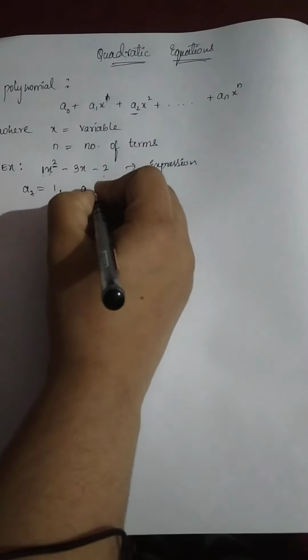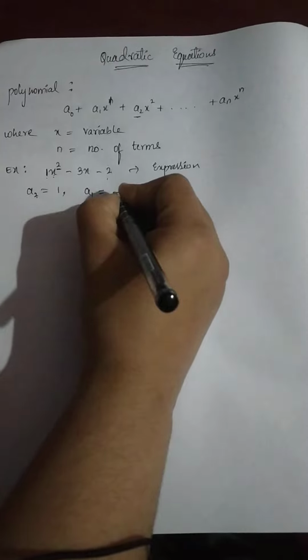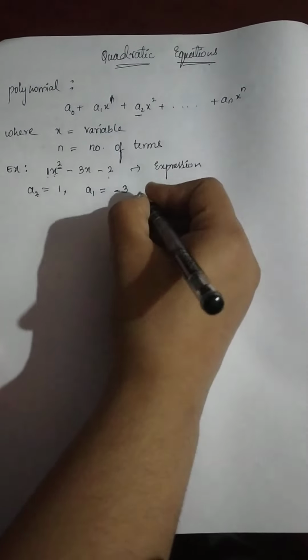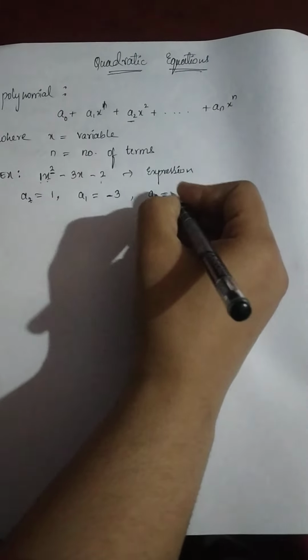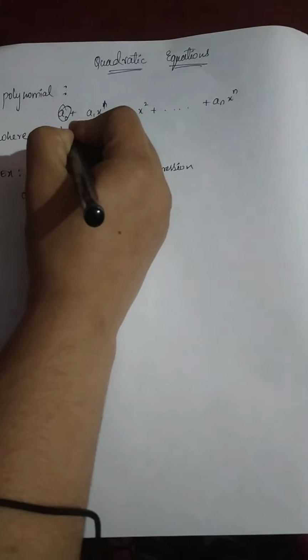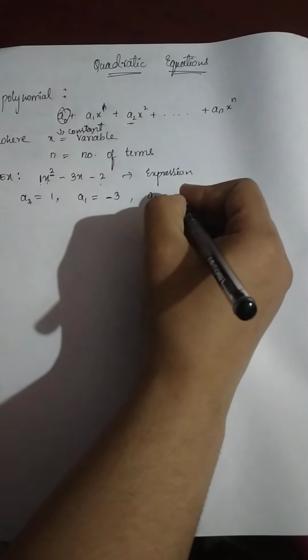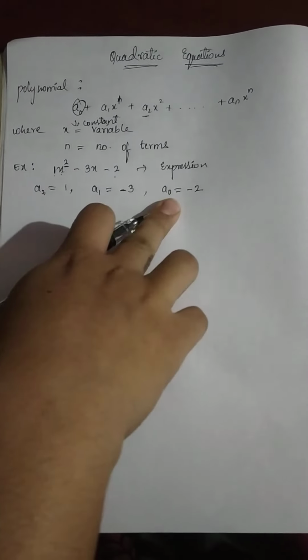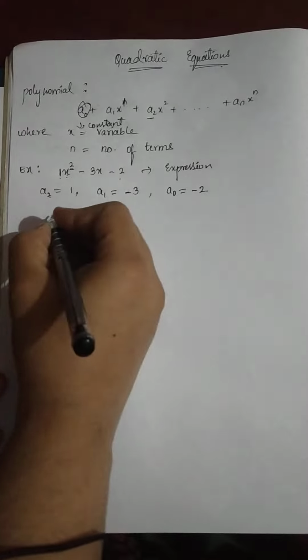Then a1 is not only 3, it is minus 3. We have to take the sign there, right? Then a0 here is the constant value. Constant means without any x term. a0 is minus 2, right? Here we have to take the signs also, positive sign or negative sign, okay, right?